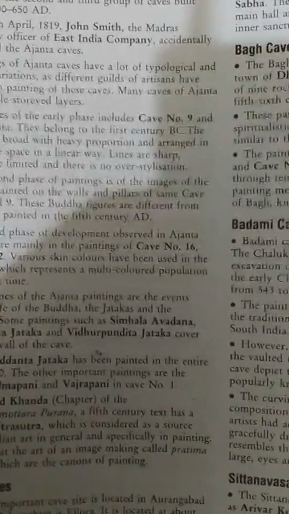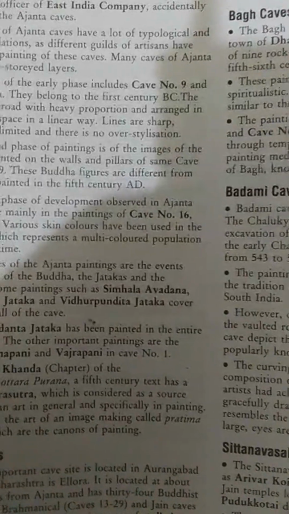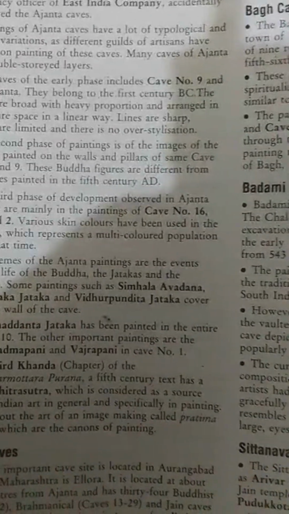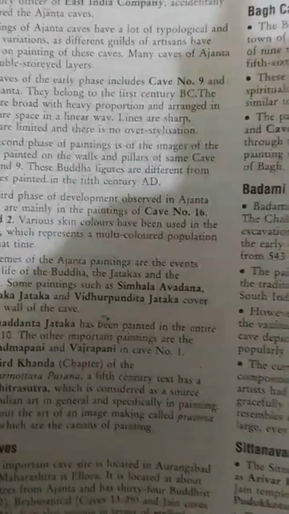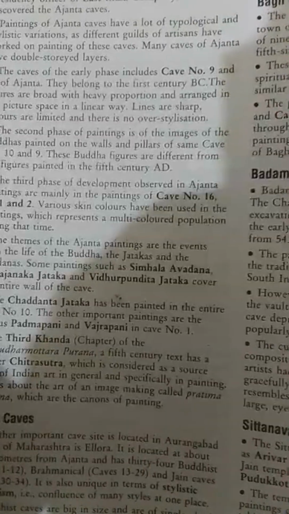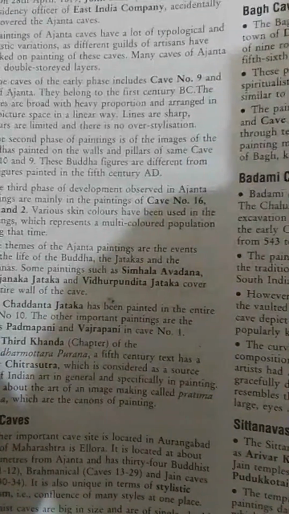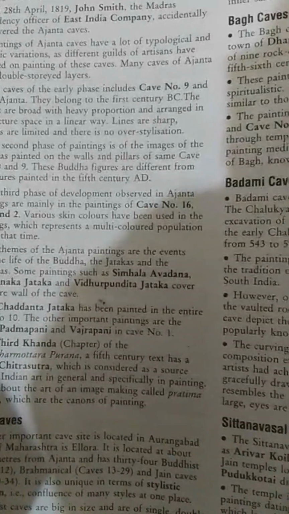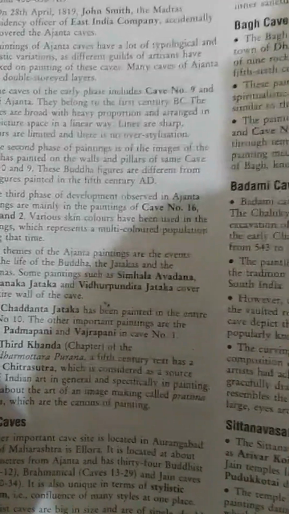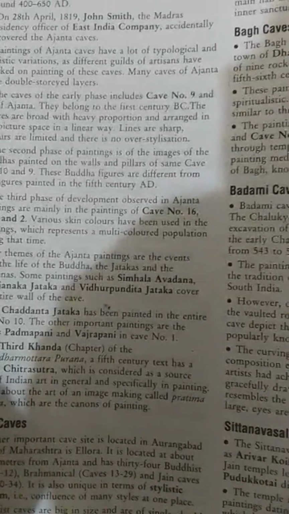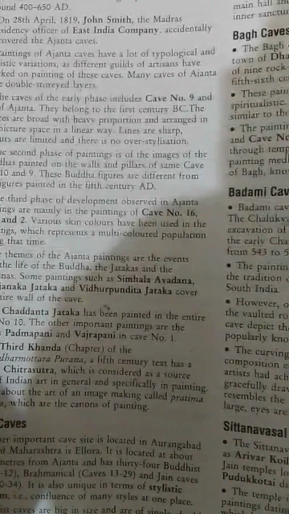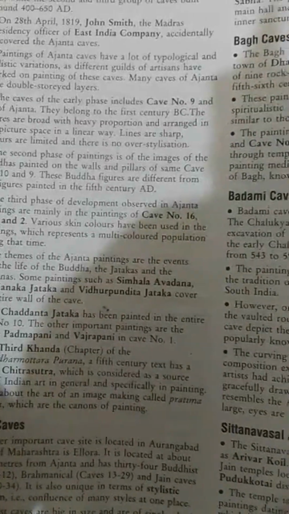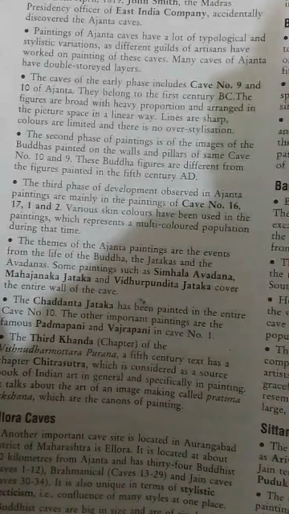Ellora Caves. Another important cave site is located in Aurangabad district in Maharashtra, Ellora. It is located about 100 kilometers from Ajanta. 34 Buddhist caves, 12 Brahminical, 17 Jain caves: caves 1 to 12 are Buddhist, 13 to 29 Brahminical, and 30 to 34 Jain.